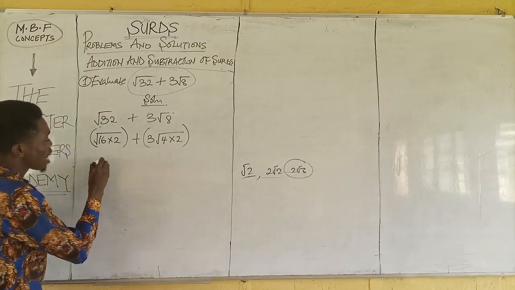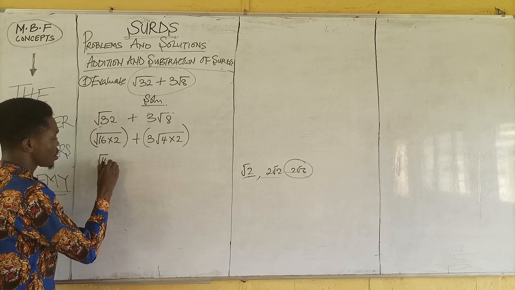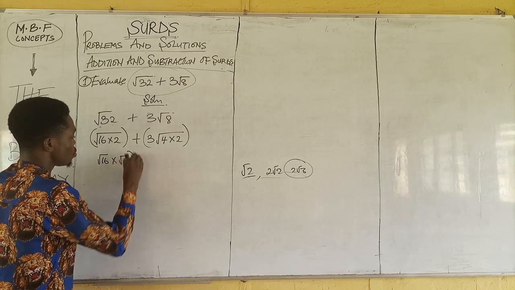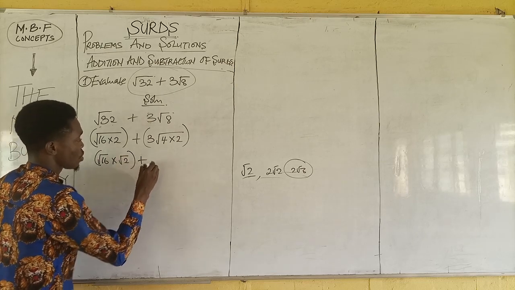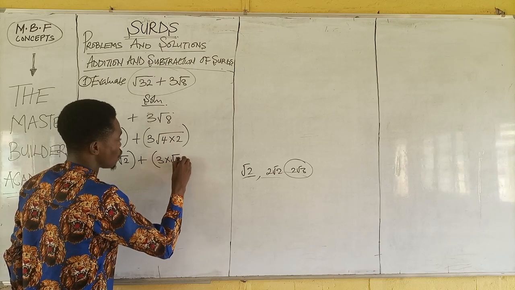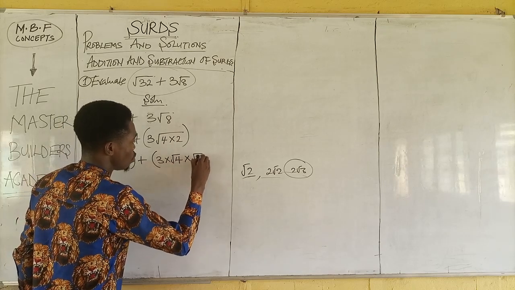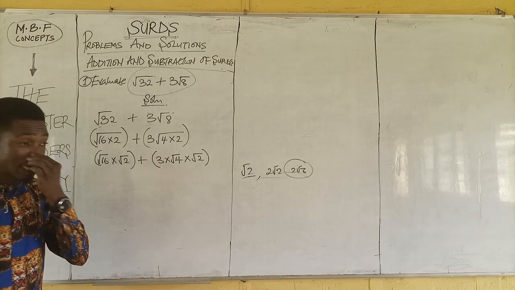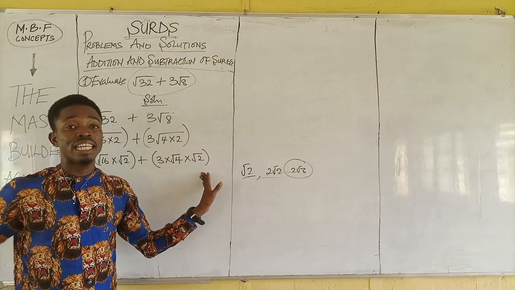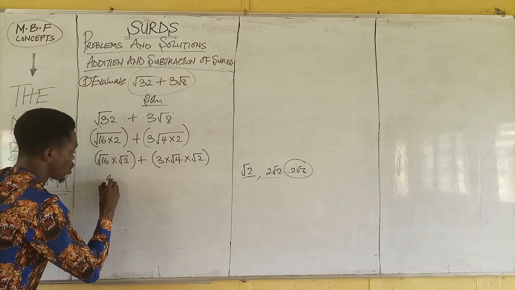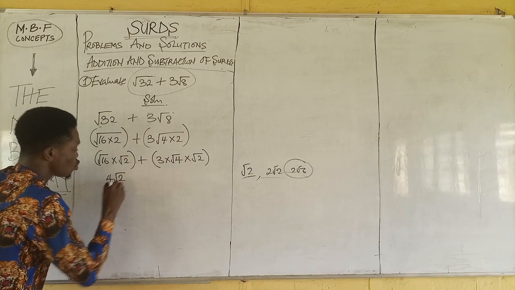Now we are going to have this as square root of 16 times the square root of 2, plus open bracket 3 times the square root of 4 times the square root of 2. This is the further simplification of this, and this is how to simplify this further. Now, we know that the square root of 16 is 4. This will give us 4 root 2.